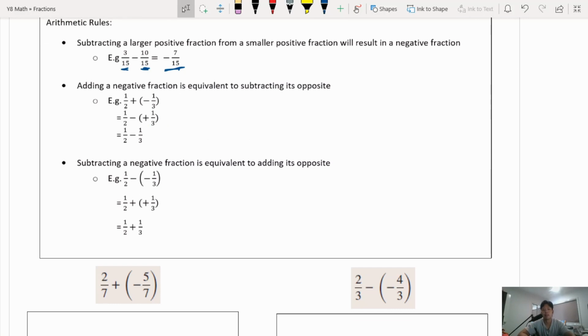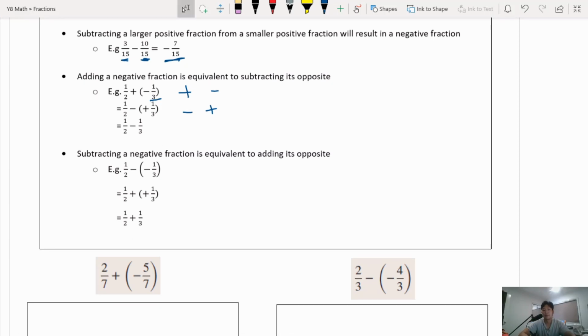Our next rule says adding a negative fraction is equivalent to subtracting its opposite. So we have half plus negative a third here. We've got our negative fraction on the right, and we're adding that negative fraction to this fraction here. So it is equivalent to subtracting its opposite. The opposite of a negative is a positive, so I've got the opposite right below. The opposite of negative a third is positive a third, and this time we're subtracting its opposite, so that becomes half minus positive a third. In the end, it just means half minus 1/3. So whenever you have a case of adding a negative or subtracting a positive, it will just become a subtraction question.